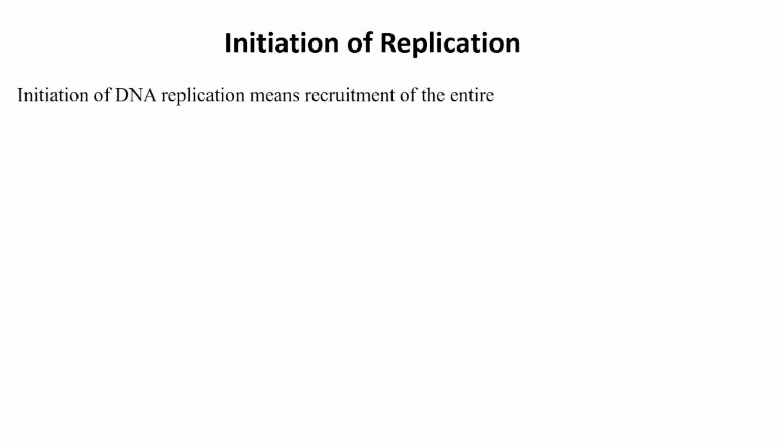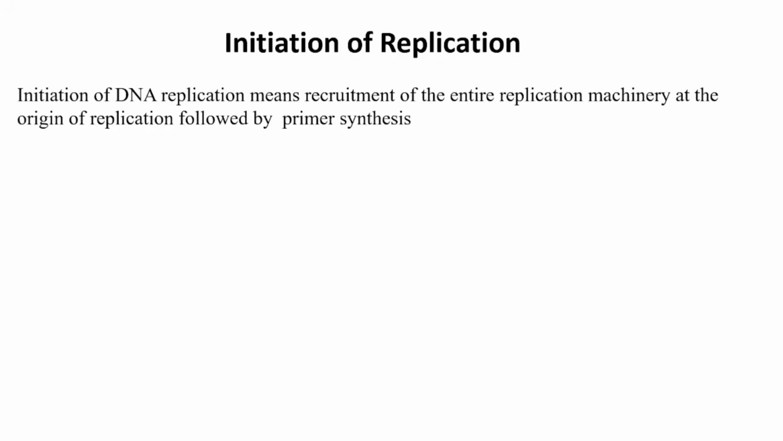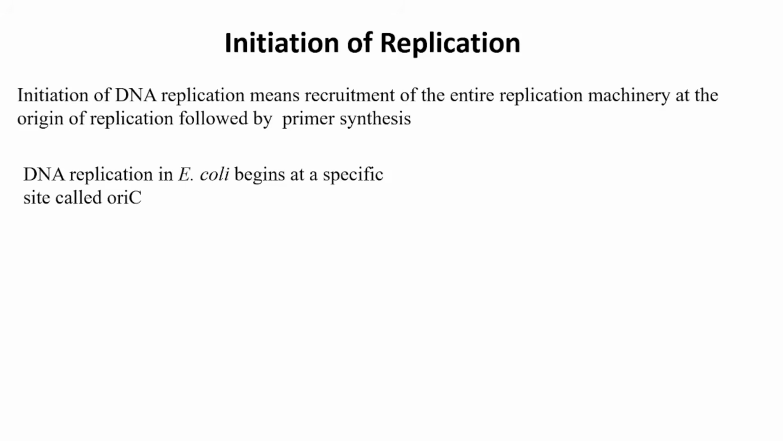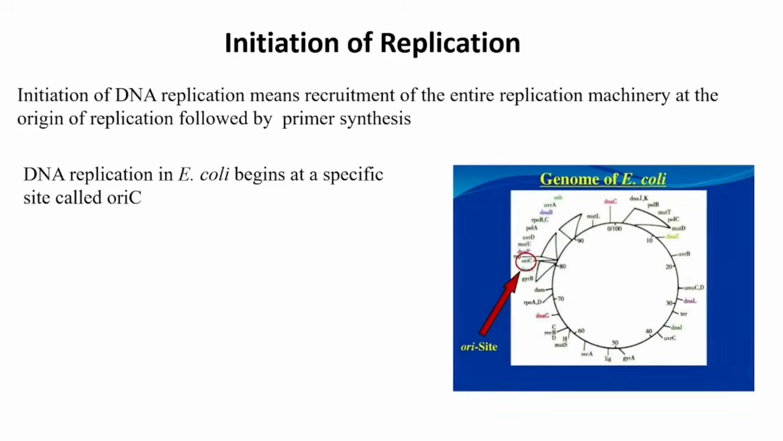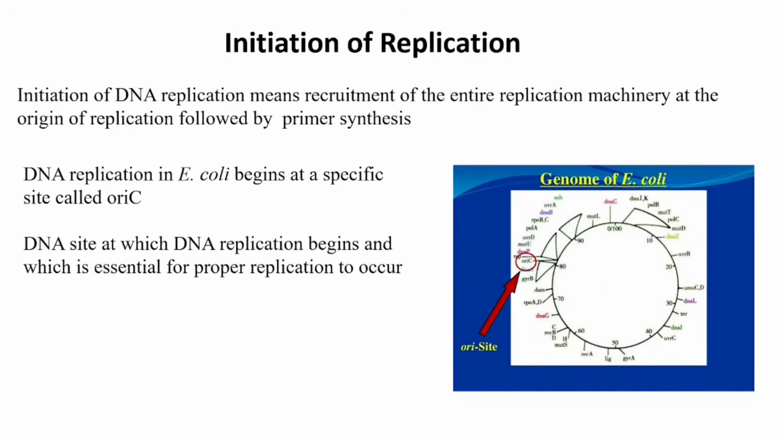Initiation of DNA replication means recruitment of the entire replication machinery at the origin of replication, followed by primer synthesis. DNA replication in E. coli begins at a specific site called oriC. An origin of replication is a DNA site at which DNA replication begins and which is essential for proper replication to occur. Some features of the origins are conserved in bacteria.